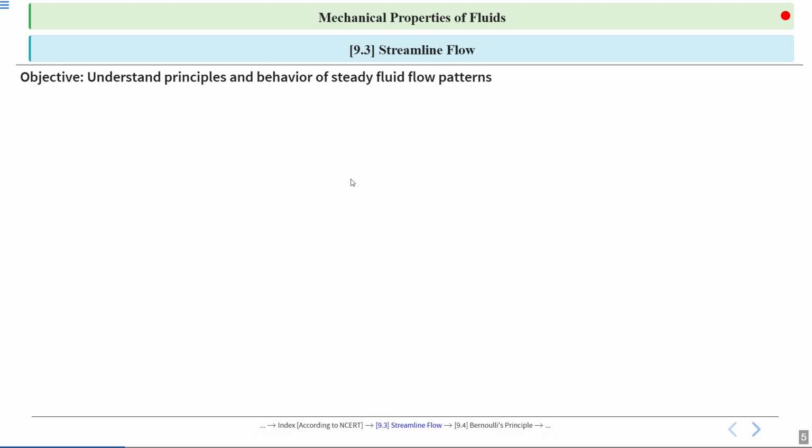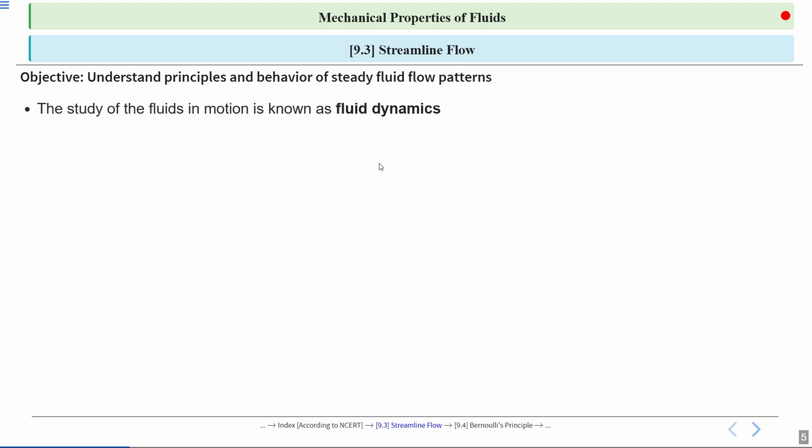So now we will try to understand the principles and behavior of steady fluid flow patterns. This means we will be exploring how fluids like water and air move when their flow is smooth and constant over time. Keep in mind, steady means the properties at any given point in the fluid do not change as time passes.